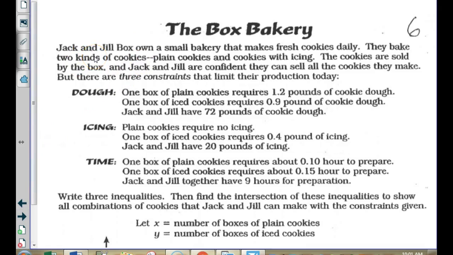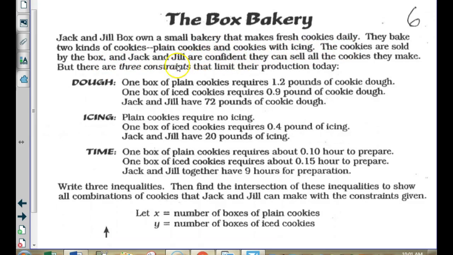This is the idea for tomorrow. It says Jack and Jill own a small bakery that makes fresh cookies daily. They bake 2 kinds of cookies, plain cookies and cookies with icing. The cookies are sold by the box, and Jack and Jill are confident they can sell all the cookies they make, but there are 3 constraints, and that's a vocabulary word you're going to need to know eventually. It will ask you on the quiz to find the constraints that limit their production today.